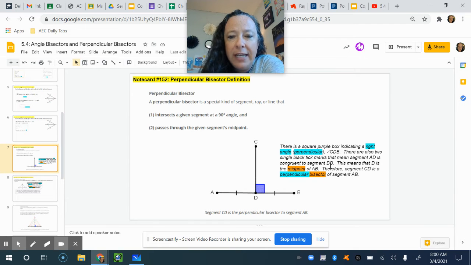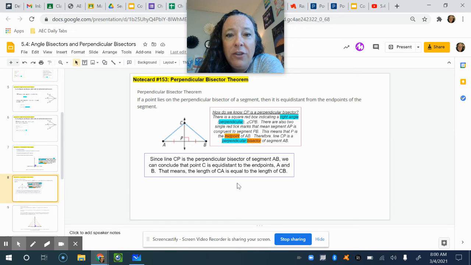I wrote all this up over here, and it may seem overwhelming, but you need to read it. There's a square purple box indicating a right angle, which is perpendicular at angle CDB. There are also two single black tick marks that mean AD is congruent to DB, okay? This means that D is the midpoint. Therefore, this segment CD is called the perpendicular bisector of segment AB. It's perpendicular and it bisects. Finish note card 152.